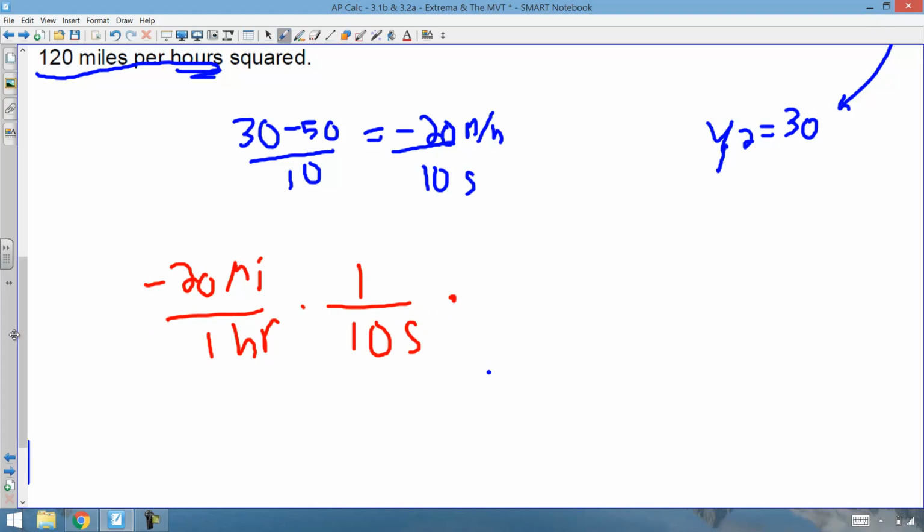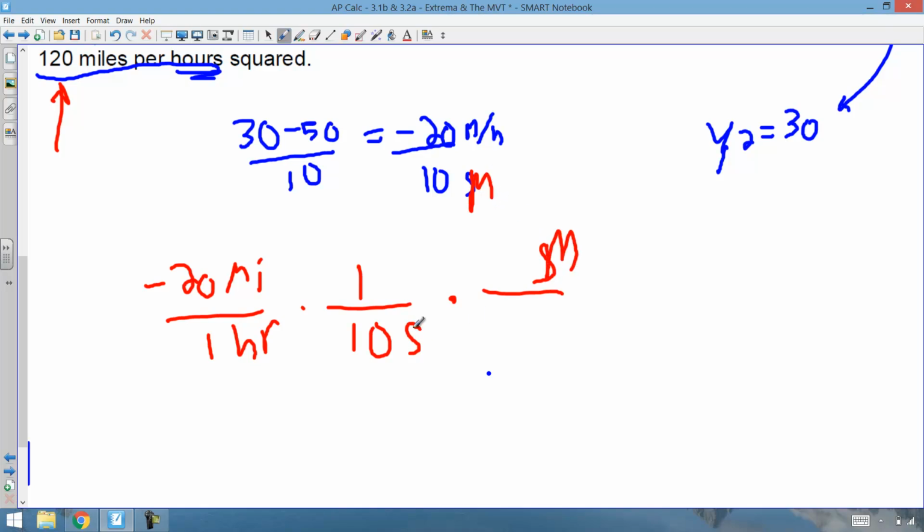And I want this in, I think, hours, because you can kind of see the answer is 120 miles an hour. So how can I change this? How can I get rid of this seconds? Oh, sorry, this is minutes. Oh, gosh. Minutes. So 60 minutes equals 1 hour.